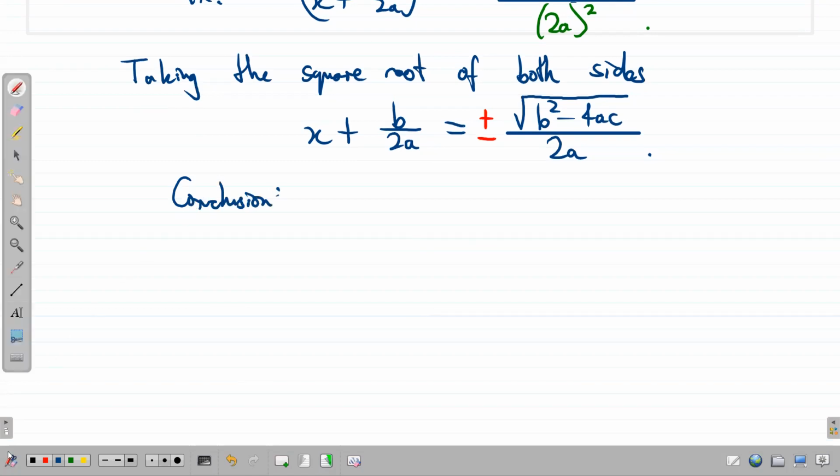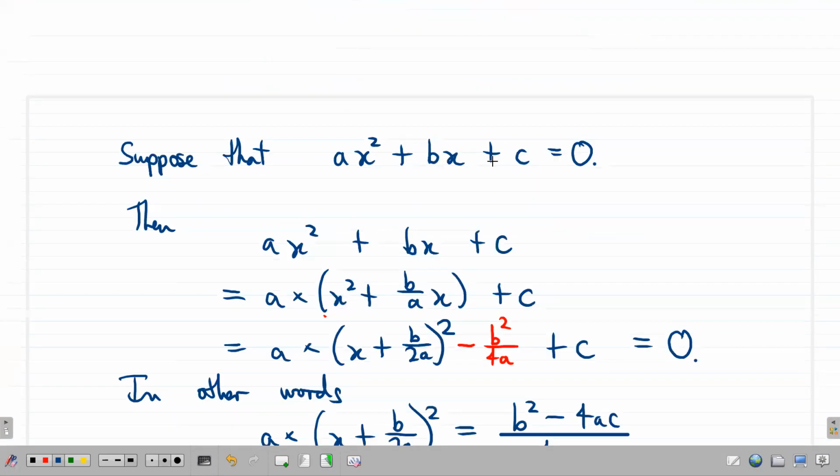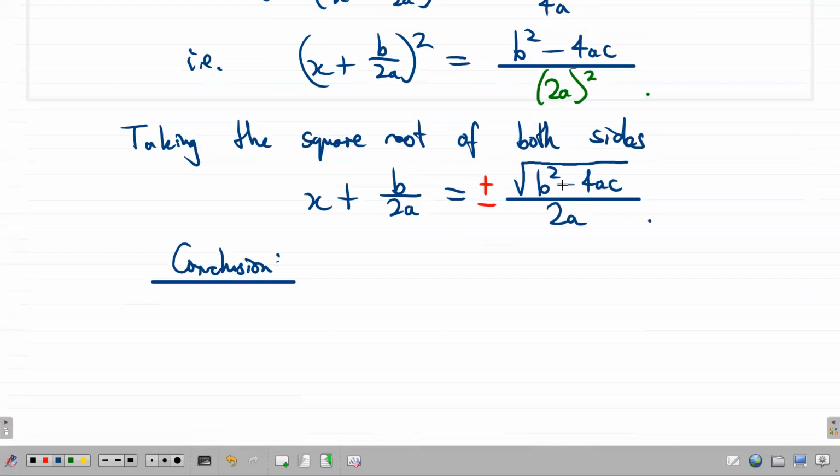In other words, what have we shown? Going back to our original equation, we were looking at ax squared plus bx plus c equals 0. We were trying to find the roots of this equation. Well, we've found them now. The roots are as follows.